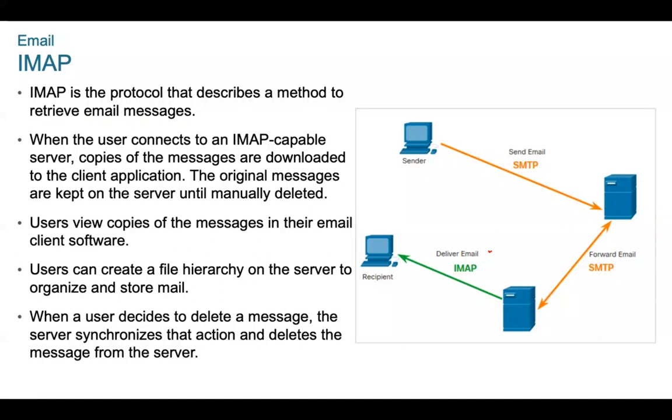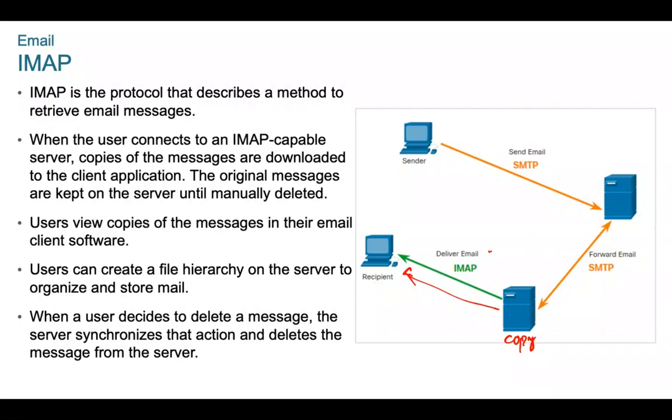So unlike POP3, when the user connects to an IMAP capable server, copies of the messages are downloaded to the client application. So it keeps the copy, and one copy is delivered to the recipient. The original messages are kept on the server until manually deleted, or until users view the copies of the messages in their email client software.